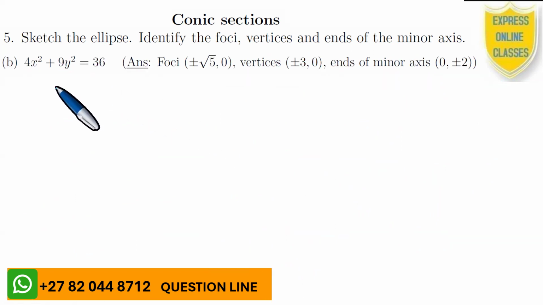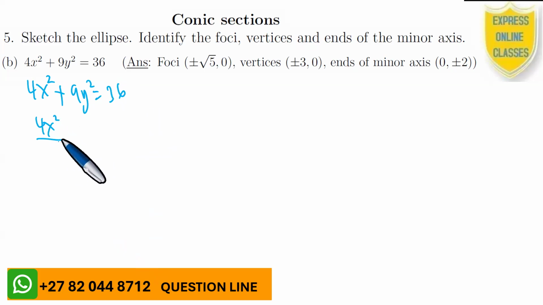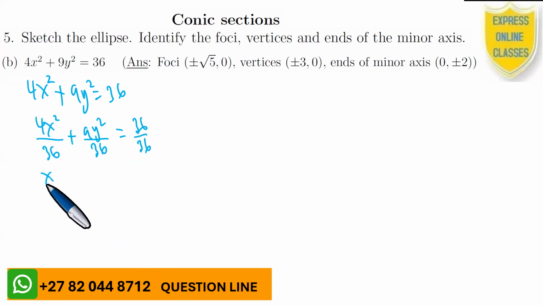Right, so obviously this one is easy. If you have been given 4x squared plus 9y squared equals 36, we divide by 36 because it must be 1. So you divide both sides of the equation by 36, getting x squared over, if you divide 36 by 4, you get a 9. You divide 36 by 9, you get a 4, which equals 1.